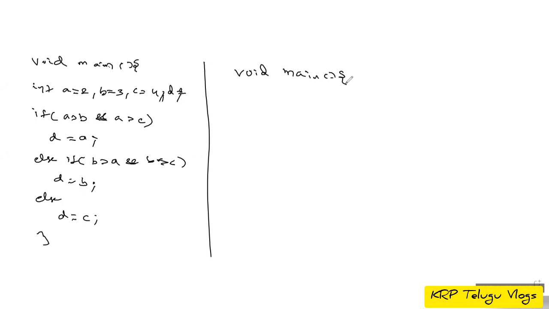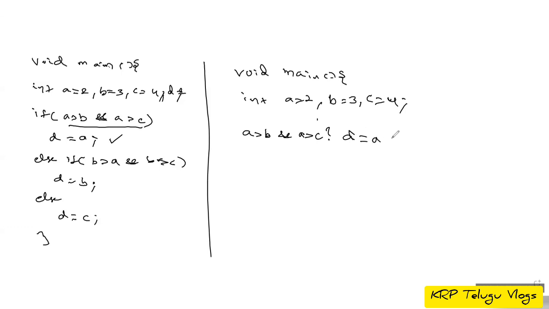Void main. int a equal to 2, comma b is equal to 3, comma c is equal to 4. So first we will apply this condition: a greater than b and a greater than c. If this is true, what do we have to do? d is equal to a. This is the true part for this one. We will assign d is equal to a.